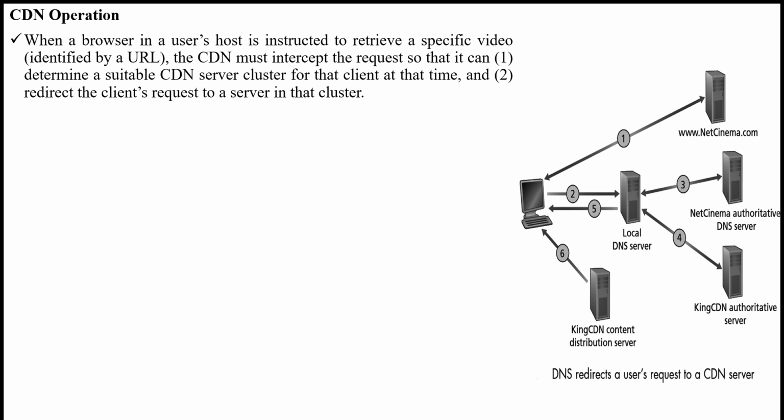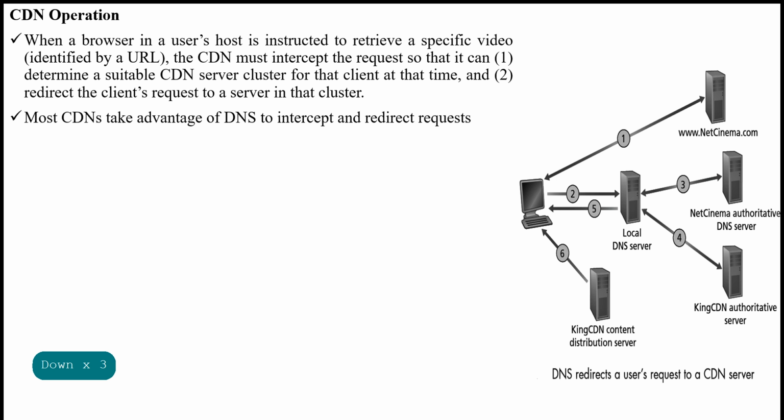When a browser in a user's host is instructed to retrieve a specific video that is identified by a URL, the CDN must intercept the request so that it can first determine a suitable CDN server cluster for that client at that time, and second, redirect the client's request to a server in that cluster. Most CDNs take advantage of DNS to intercept and redirect requests.